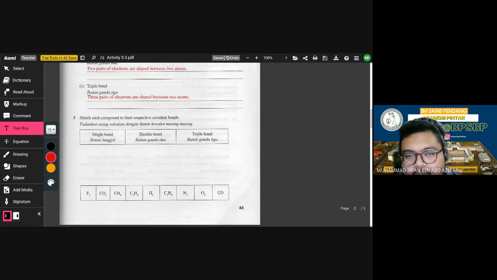Okay, match each compound to the respective covalent bond. How? Based on this alone, you cannot know whether it is a double bond, single bond or triple bond. You need to draw it, know the valence electrons, and know how many electrons the atom needs to become stable. Then you can know whether it's double or single. Okay, let's go to single bond first. Which one is the single bond?